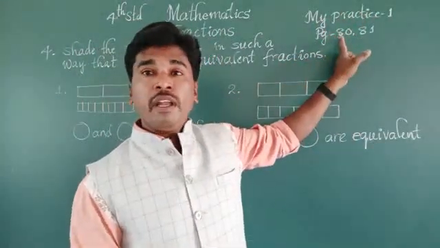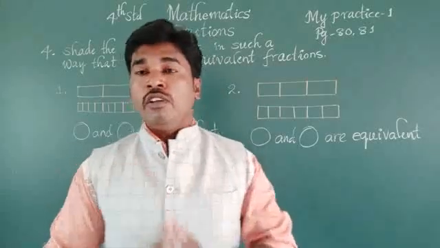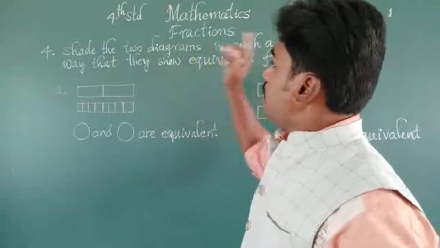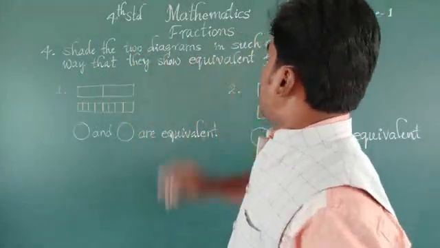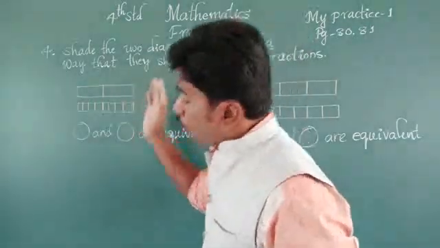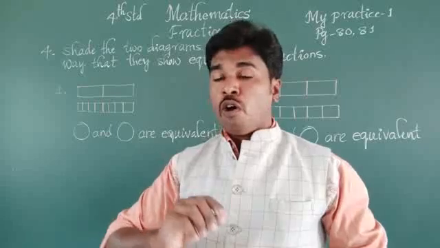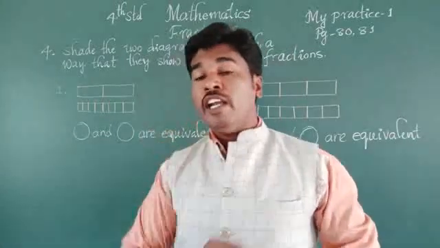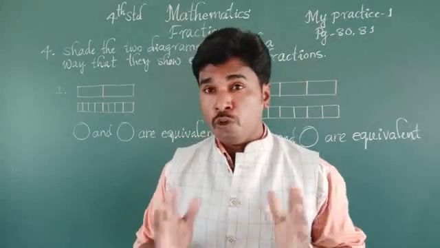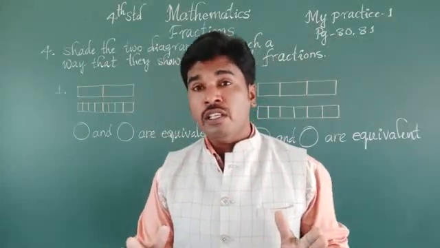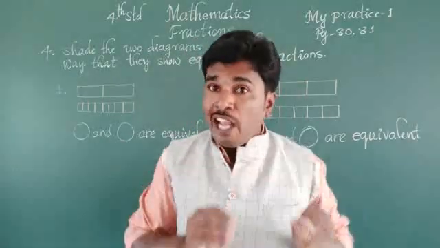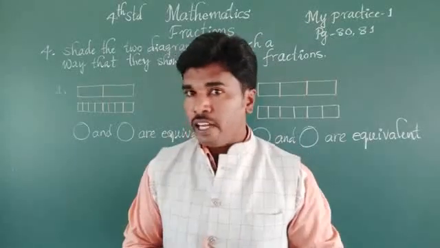It is there on page number 80 and also 81. Now it is the fourth main. Shade the two diagrams in such a way that they show equivalent fractions. You should shade the boxes which give the equivalent fractions. Dear students, what is meant by equivalent fractions? You know that. The fractions which give the same meaning, same values, those are called equivalent fractions.